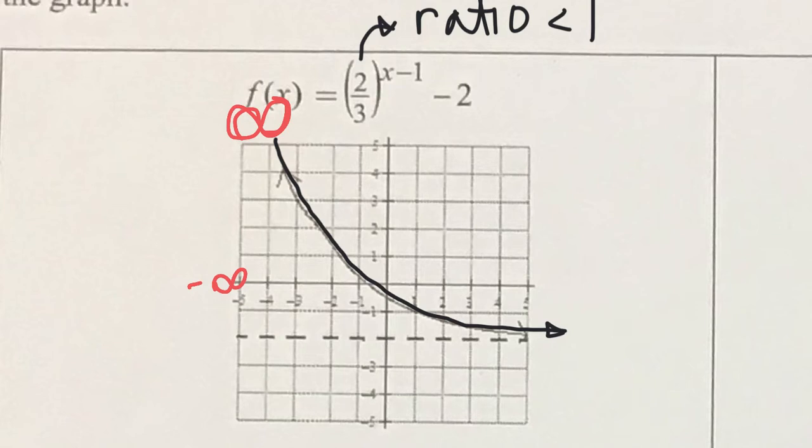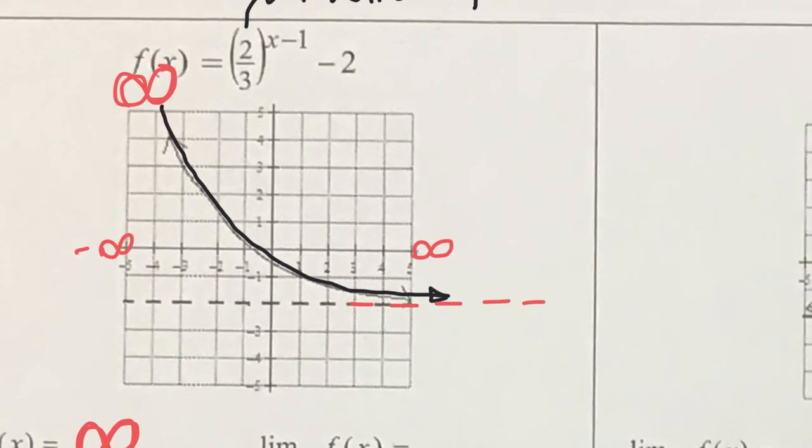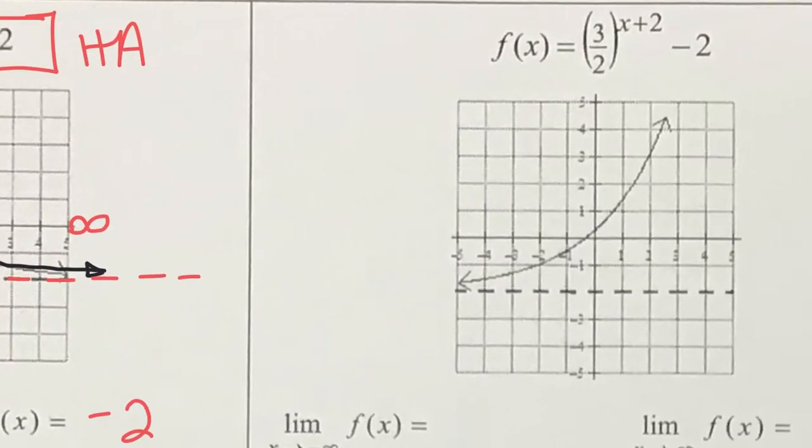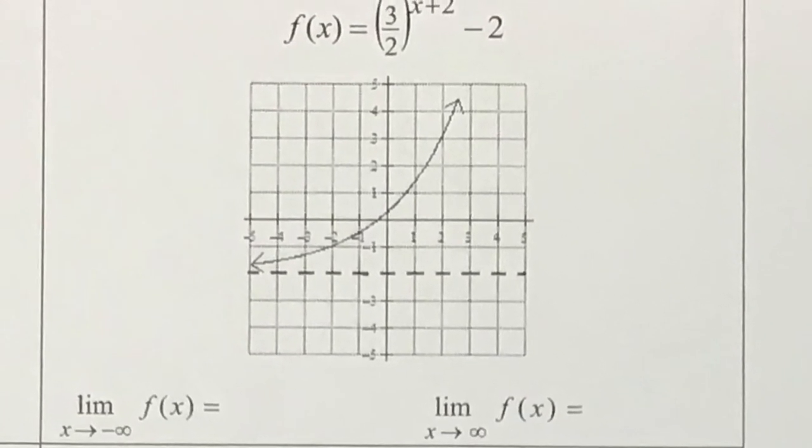And what is it doing on the right side of the graph? It's approaching -2. And what would -2 be for this exponential function? The horizontal asymptote. Okay, that's going to be key here as we start doing a lot of these problems. On one side, it's going to go into infinity or maybe negative. And on the other side, it's going to go to its horizontal asymptote.